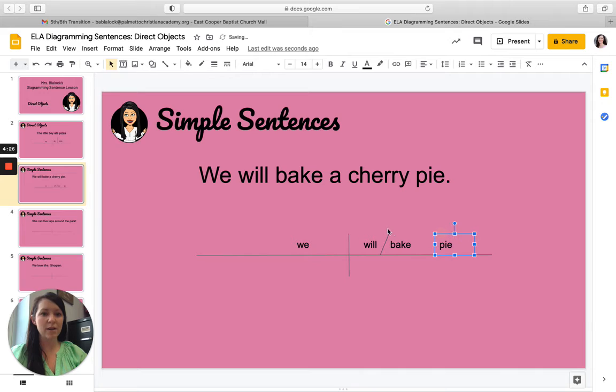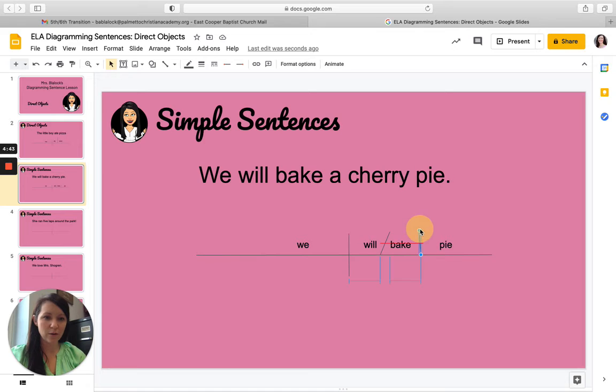So pie is your direct object. Put it in right here. And then you have to have your line that separates the two. And it cannot break the line, and it has to be straight up and down. So simple subject, we. Simple predicate, will bake. And then your direct object is pie. And this is not a beautiful line. It's not straight up and down. It's kind of slanty, but it should be straight up and down.